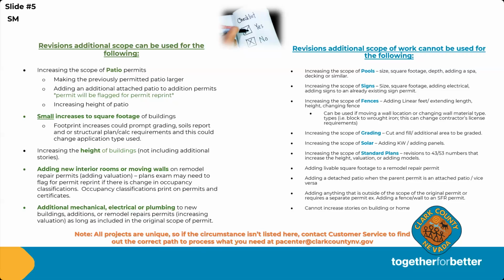You could also increase the height of a building through a revision additional scope of work, but we cannot increase stories. So if you have a single story home, through a revision additional scope of work, you cannot make it a 2-story home. But you could increase the height if, say, you have to increase your ceiling height. Maybe you need to do that for fire sprinkler requirements, or the owner just would like a higher ceiling height. Maybe sometimes there's some kind of architectural element in the roof, like a dormer window or something of the sort, where you have an increase there. We can accommodate that. We can also accommodate adding valuations.